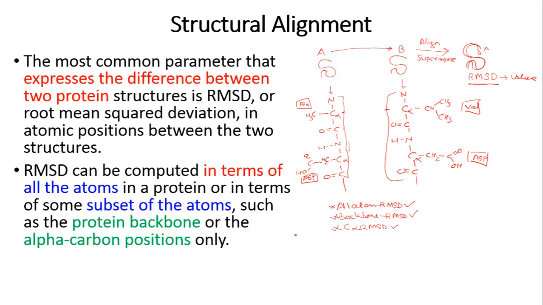Okay, the answer is quite simple. You are supposed to use all atom RMSD when, say for example, you are comparing conformations of the same protein. Say, for example, if you have hemoglobin, there are a few models of hemoglobin that are crystallized when it is bound to oxygen, and there are certain models of hemoglobin that are crystallized without oxygen.